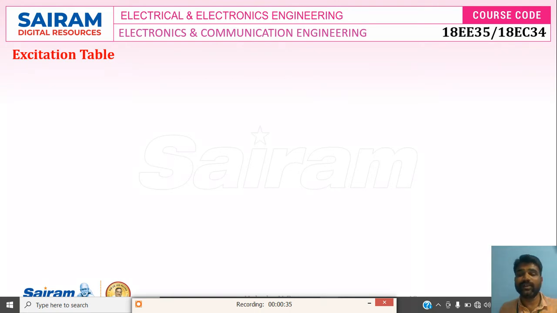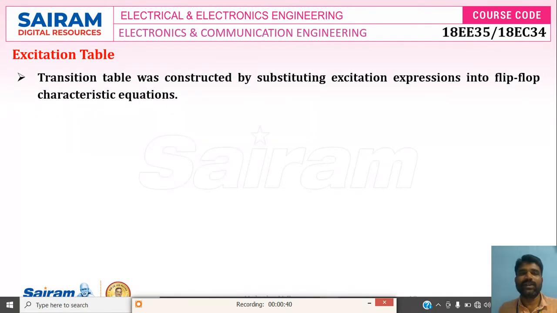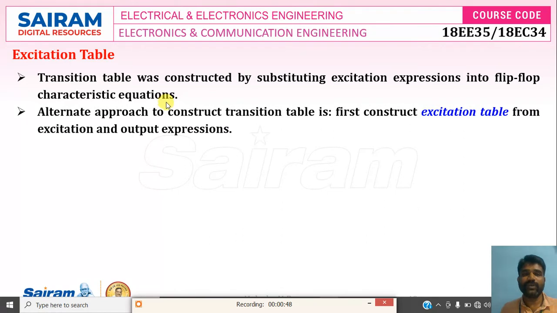the transition table is to first construct the excitation table. The transition table was constructed by substituting the excitation expression into the flip-flop characteristic equation. So the alternate approach is to first construct the excitation table from the excitation and output expressions, and then from the excitation table we can construct the transition table.